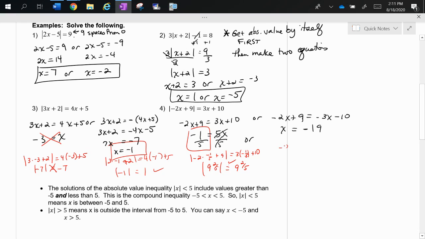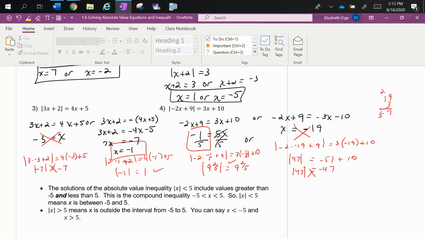And then I'm going to plug in negative 19. The absolute value of negative 2 times negative 19 plus 9 is equal to 3 times negative 19 plus 10. So negative 2 times negative 19 would be positive 38. 38 plus 9 would be 47. And negative 3 times negative 19, what's 3 times negative 19? It's 57. So negative 57 plus 10 would be negative 47. So this is not true. So negative 19 is not a solution.